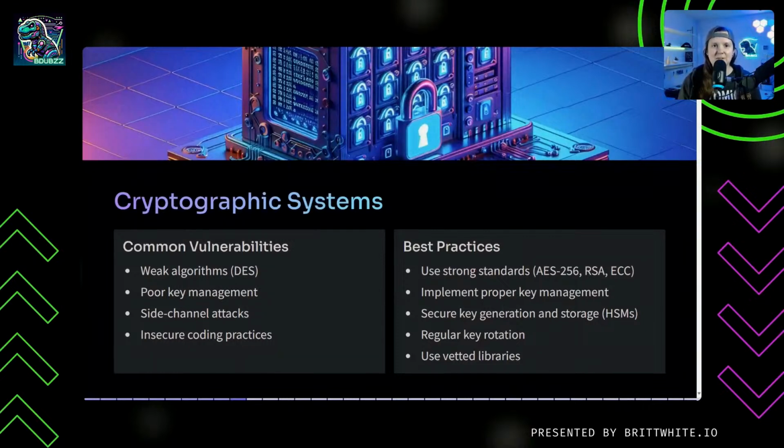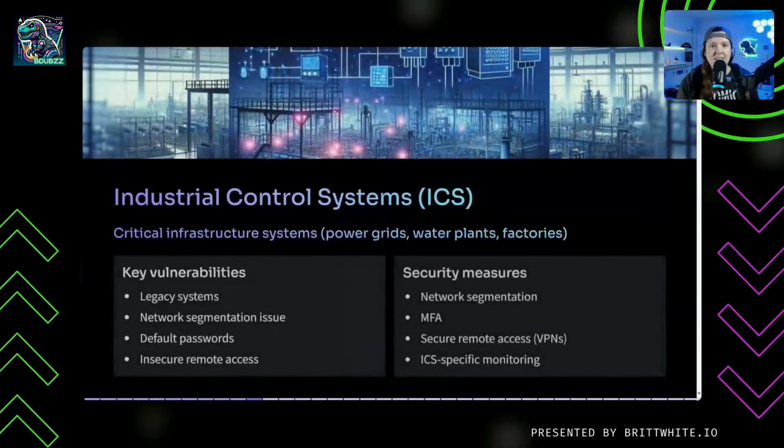Next, let's tackle systems where a breach isn't just data loss, it's real world chaos. Moving on to industrial control systems, ICS. These are the unsung heroes running our power grids, water plants, and factories. A breach here isn't just stolen bits, it's lights out or worse. So, why are they so fragile?